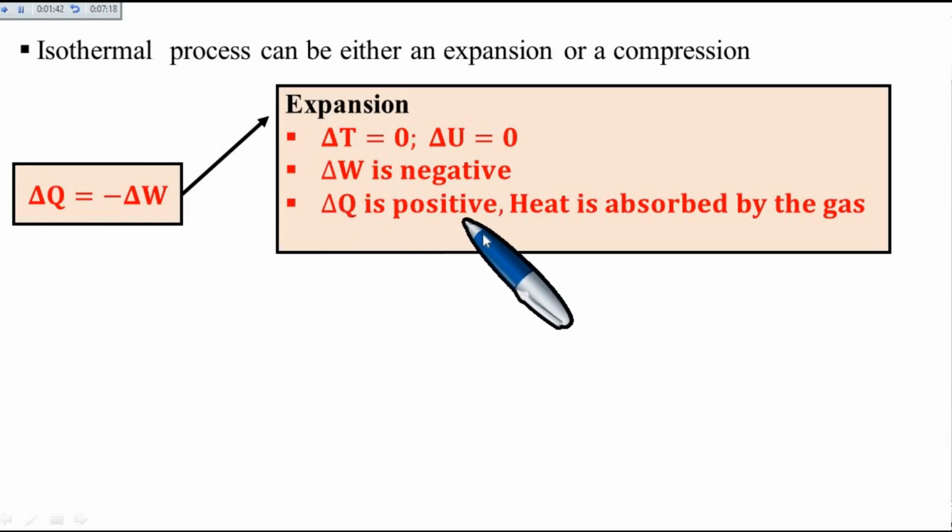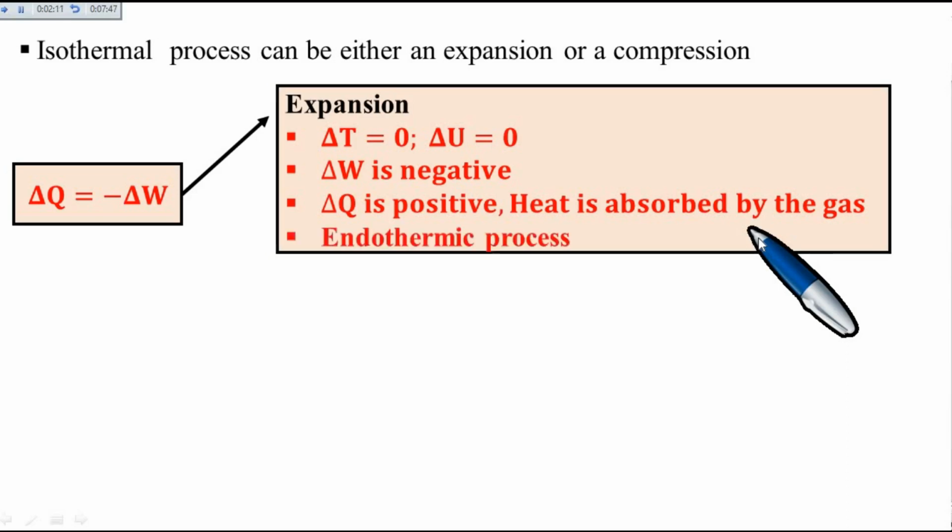So if dQ is positive, then the heat is absorbed by the gas. In expansion, to get an isothermal process, the heat must be absorbed by the gas to compensate for the decrease in temperature, because in expansion there is a decrease in temperature. Now, to keep the temperature constant, the heat must be absorbed in an isothermal expansion process. When the system absorbs the heat, we have what you call an endothermic process, a system which absorbs the heat.